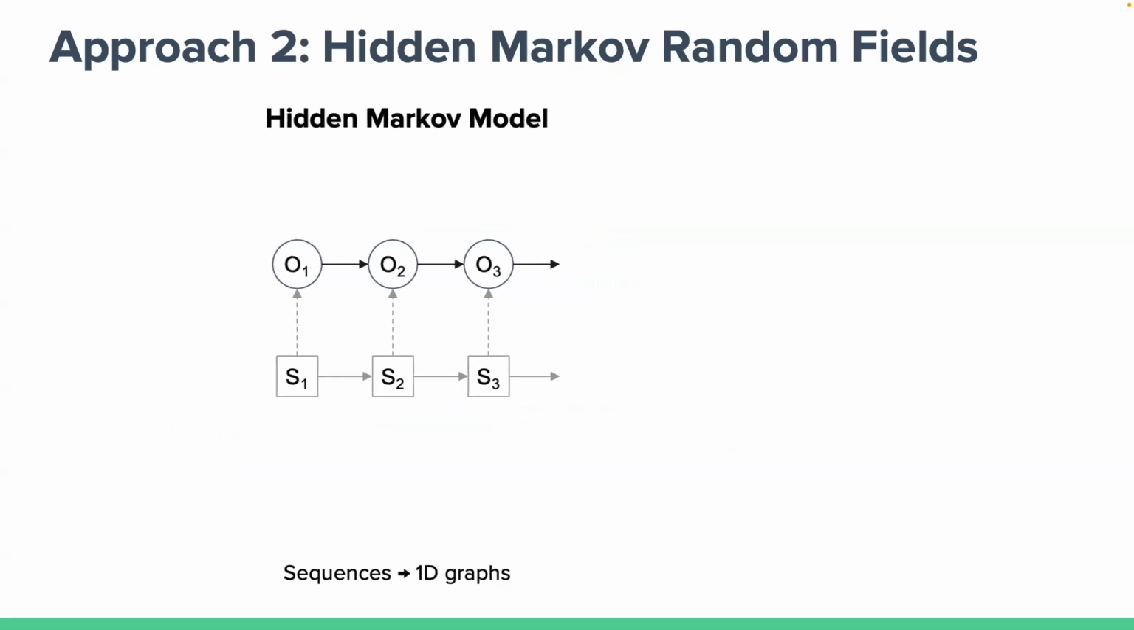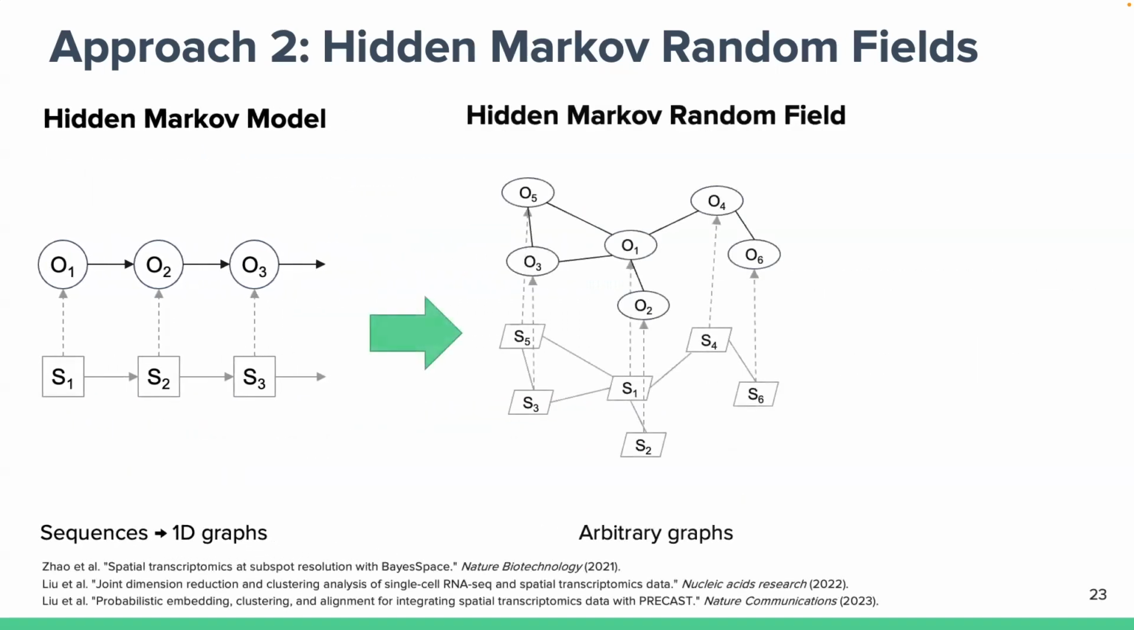This comes from the fact that sequences in general can be modeled as one-dimensional graphs, so every node in the graph is connected to the previous and to the next one. But there is a generalized version of this model, called hidden Markov random fields, that can operate on arbitrary graphs. In this case, the cells will be the nodes in the graph, the states will be the spatial domains, what you want to estimate, and the observation would be, for example, the gene expression data that you have.